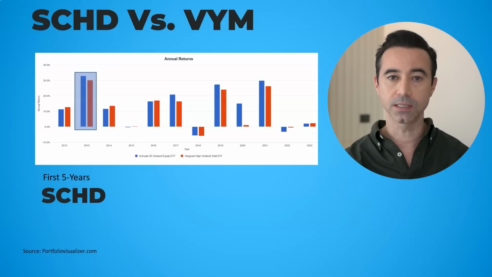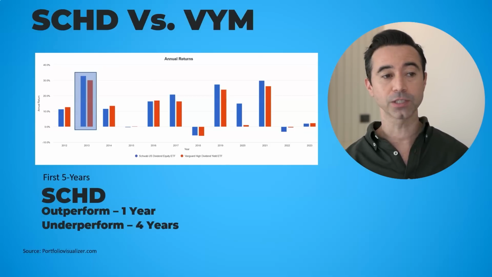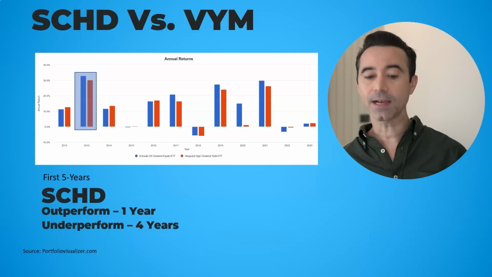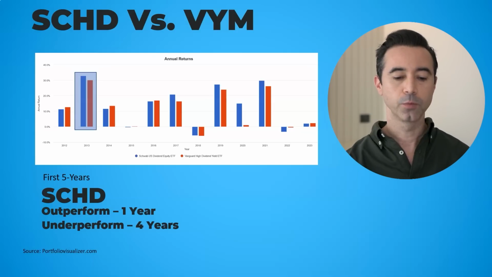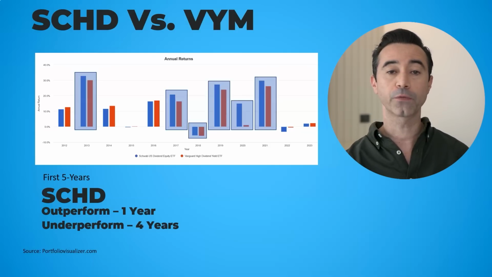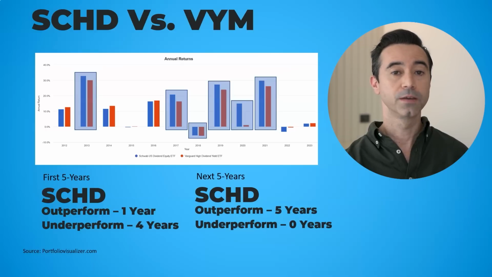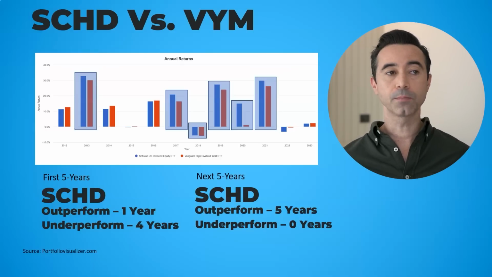What I want to portray for everyone here is the fact that, let's say in the first 5 years of SCHD, it only outperformed VYM in 1 year. So 4 years it actually lagged behind VYM. Why do I tell you this? Okay, the next 5 years after that, we could see SCHD outperformed every single year. So over that 5 years, it outperformed 5 years in a row, and 0 years it underperformed VYM. Okay, why is that important? It's important because I don't know if we're in the first 5 years of VYM versus SCHD or the second 5 years of VYM versus SCHD.